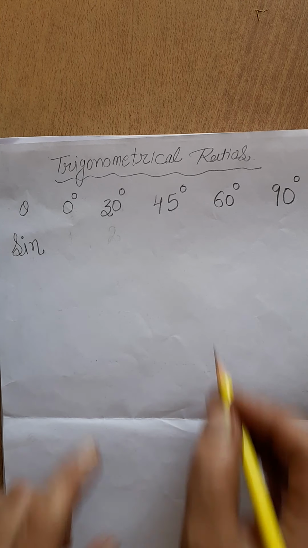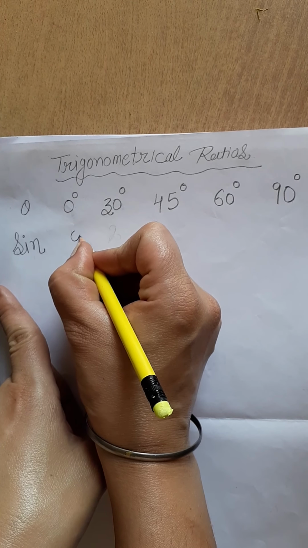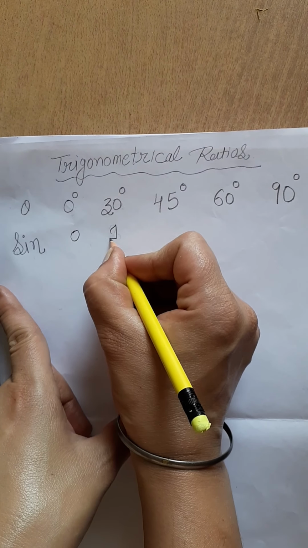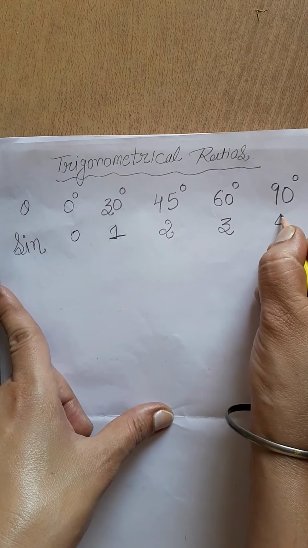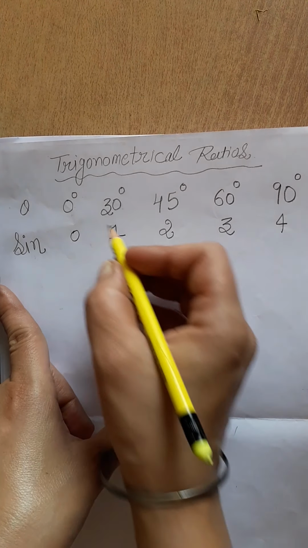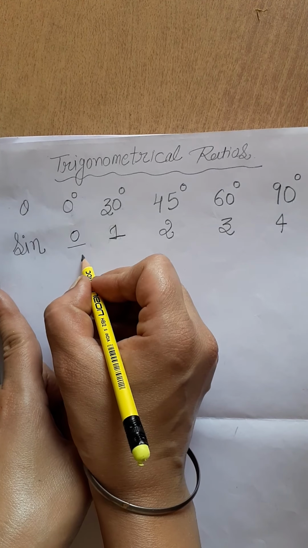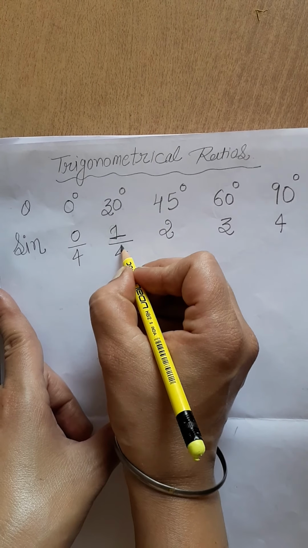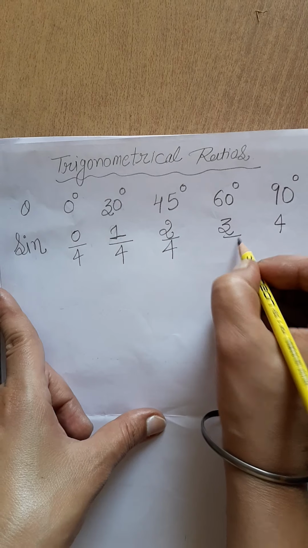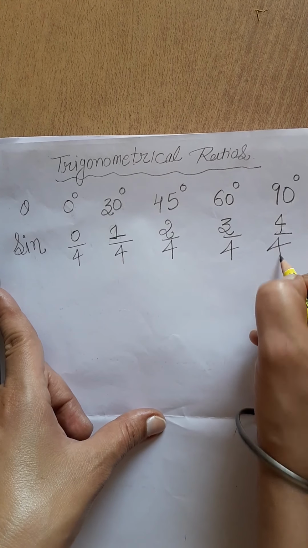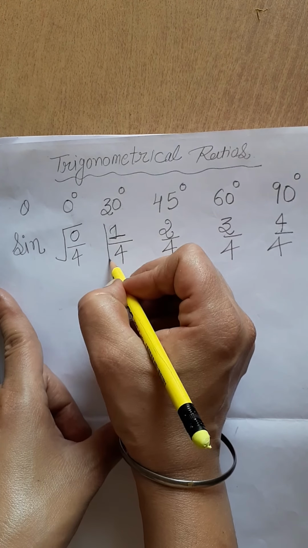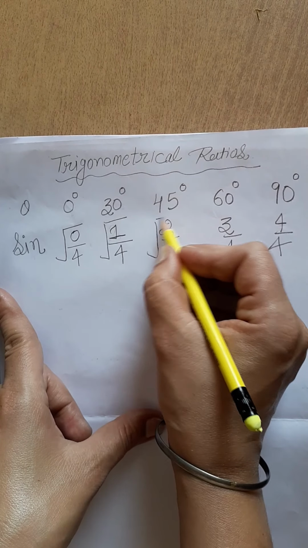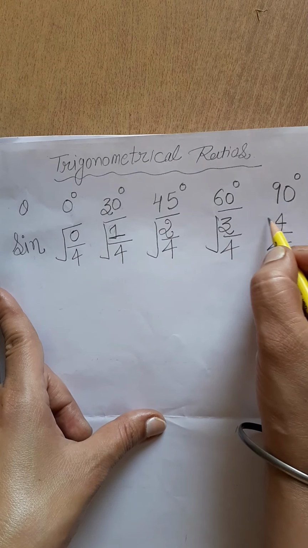To find the values, we use a trick. First of all, we write here 0. After that, 1, 2, 3, 4. After writing it, divide all these digits by 4. You can write here 4, 4, 4 and 4. After that, you can take the square root of all these digits.